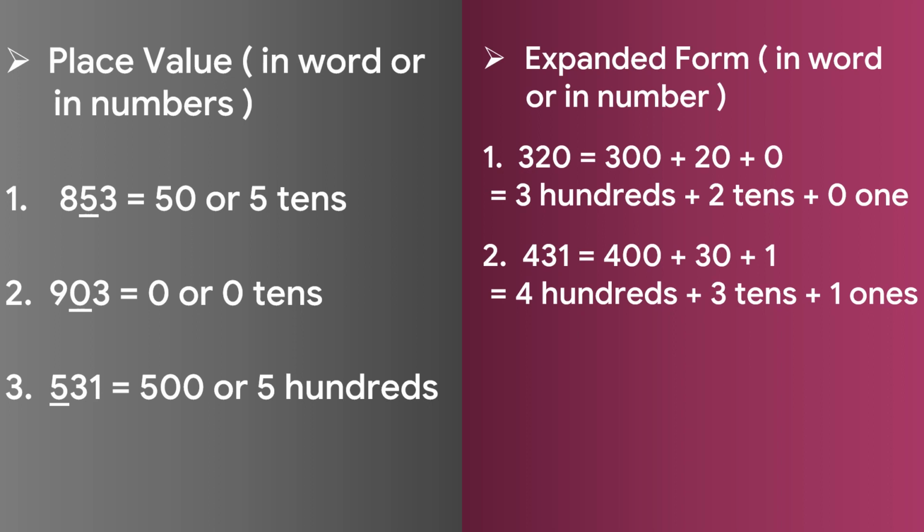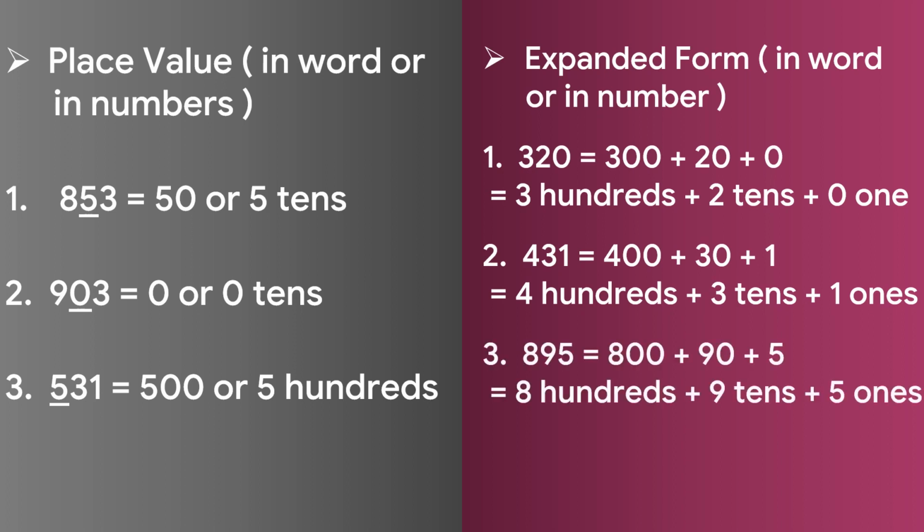If you want to write down expanded form in words, then you have to write down first 3, and at which place 3 lies? 3 lies on the hundreds place. That's why you have to write down 3 hundreds first, then add a plus sign, plus 2 in the place of tens. That's why you have to write down 2 tens, and then 0 in the place of ones. That's why you have to write down 0 ones. Your next number is 431.